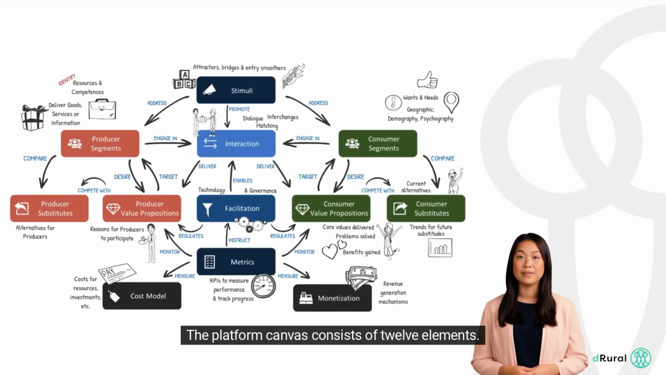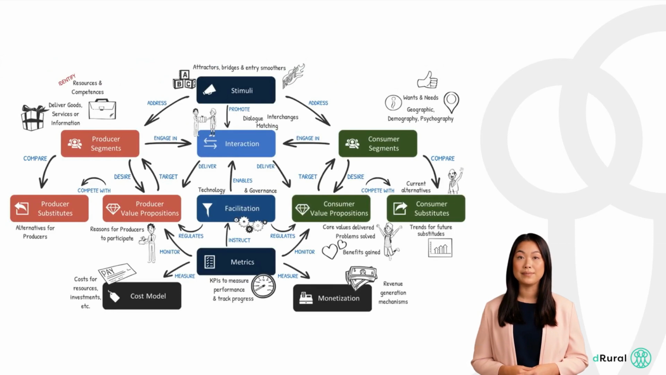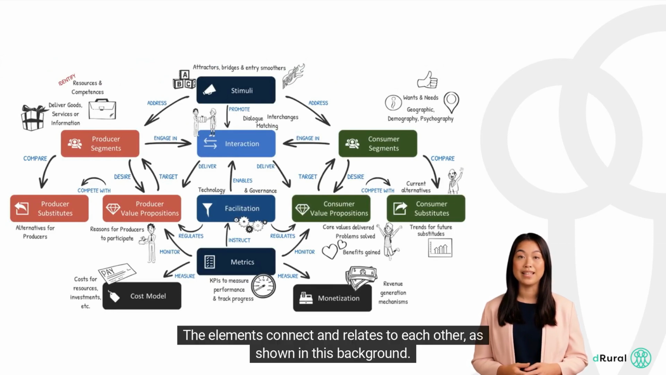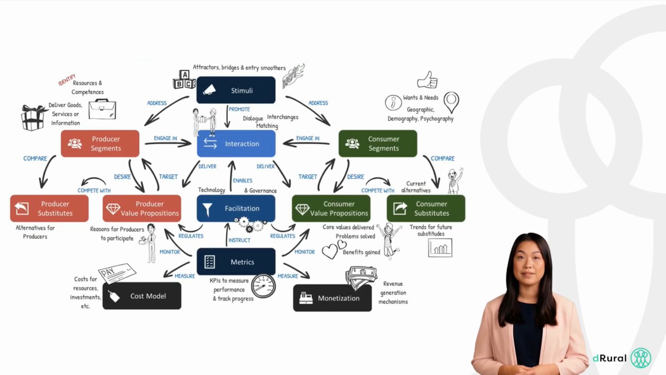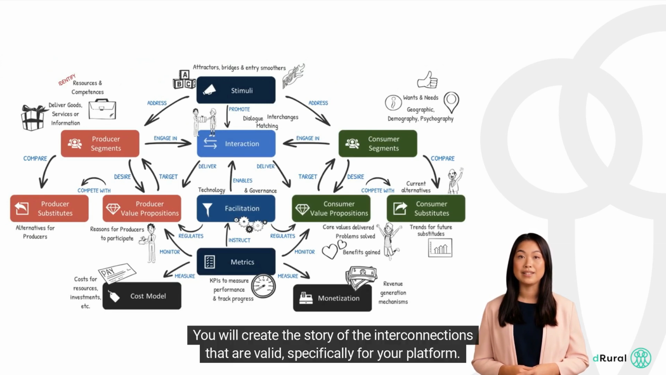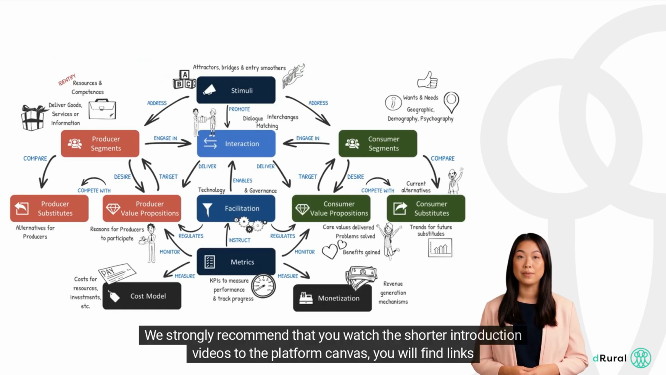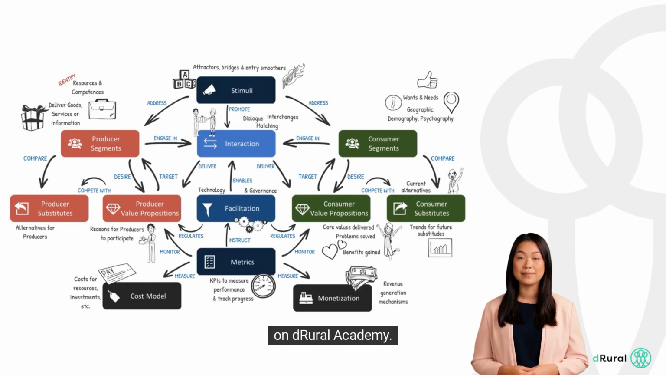The platform canvas consists of 12 elements. The elements connect and relate to each other, as shown in this background. But there isn't a given and absolute one true story to chase down for this interrelationship. You will create the story of the interconnections that are valid specifically for your platform. We strongly recommend that you watch the shorter introduction videos to the platform canvas. You will find links on Drural Academy.